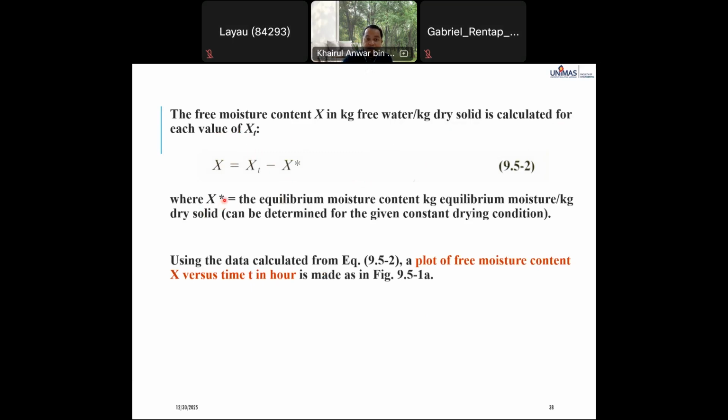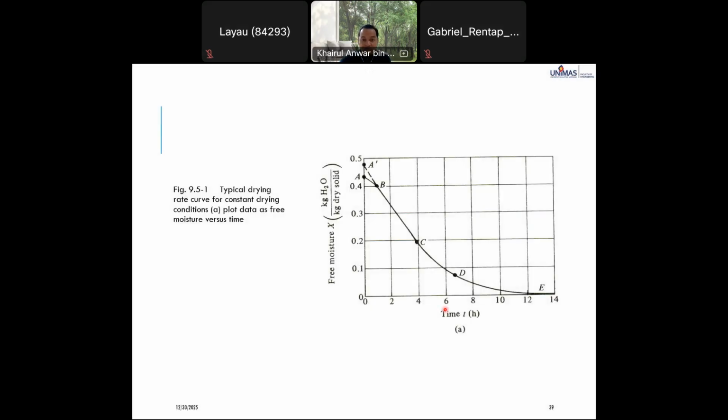Where X star, the equilibrium moisture content in kg equilibrium moisture per kg dry solid, can be determined for the given constant drying condition. Using the data calculated from equation 9.5-2, a plot of free moisture content X versus time t in hours is made as in figure 9.5-1a. So 9.5-1a is the X versus t, where X is the free moisture content.